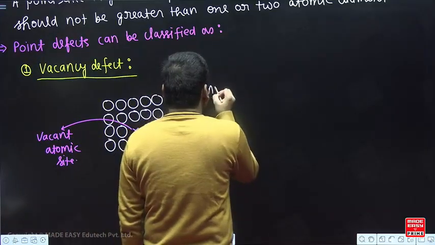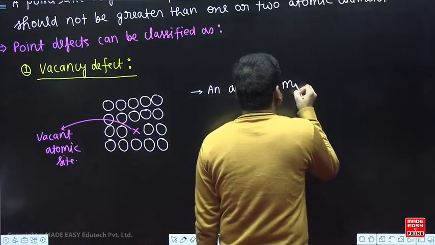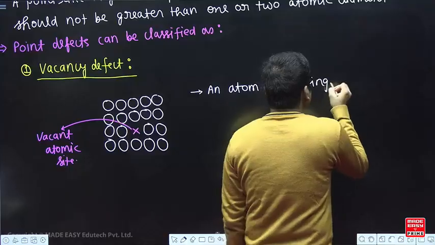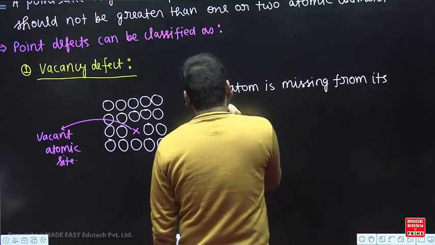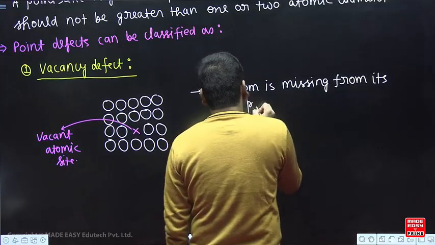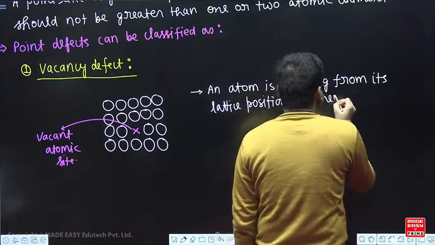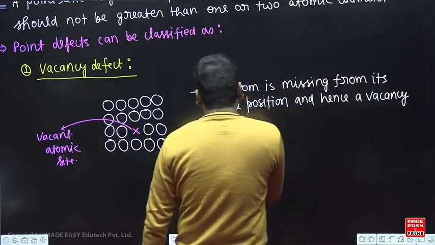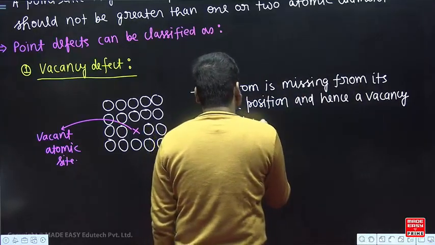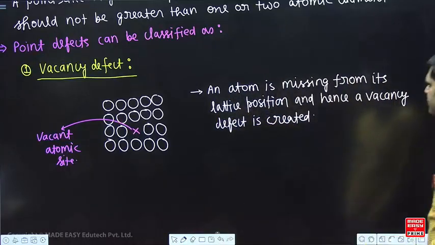An atom is missing from its lattice position, and hence a vacancy defect is created.